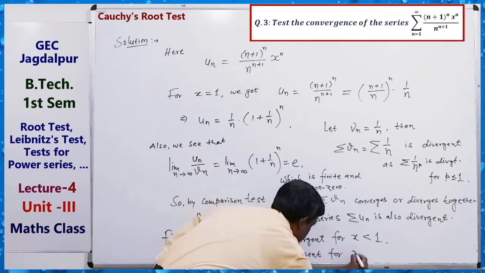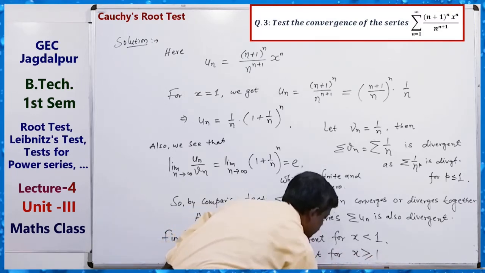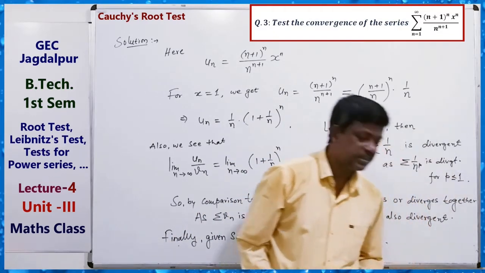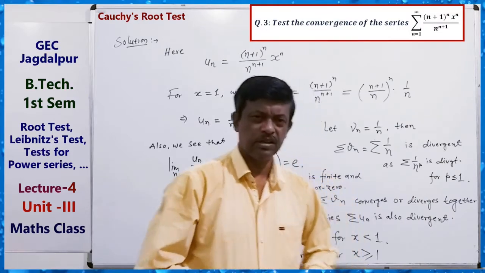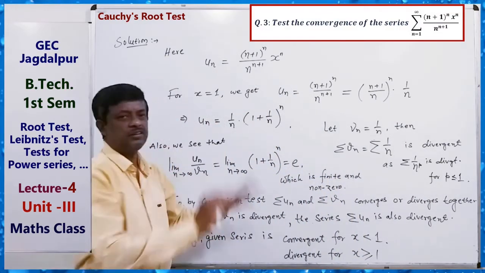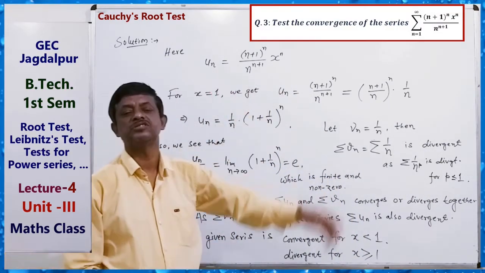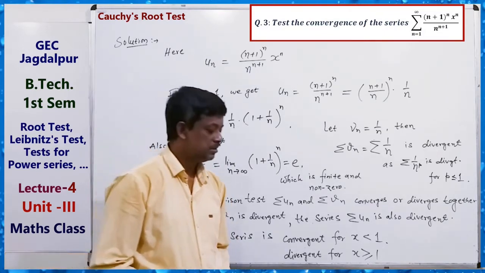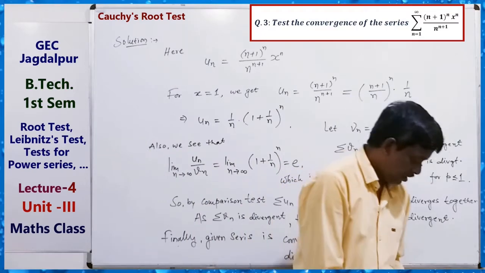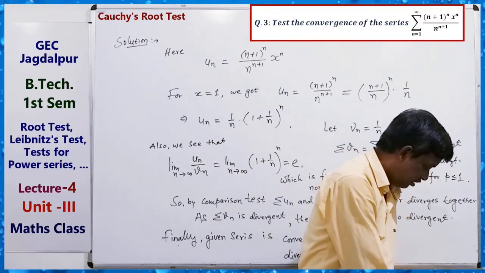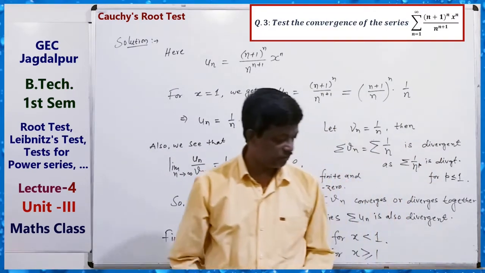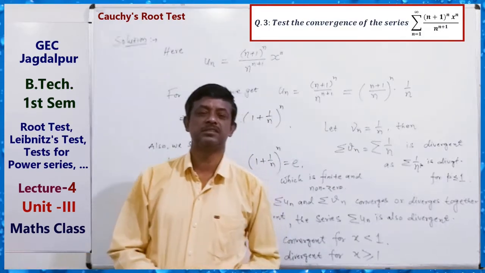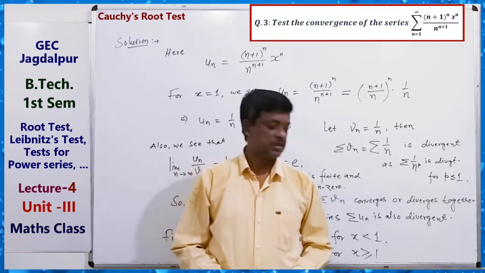For both means x greater than or equal to 1. So this is divergent if x is greater than or equal to 1. This is a simple test, that is Cauchy's root test, for testing convergence and divergence of the given series. Next, some other methods for finding convergence or divergence of a given series are also available.